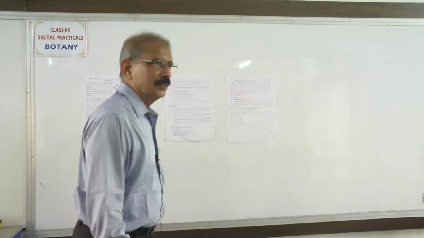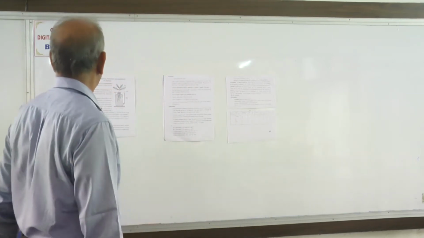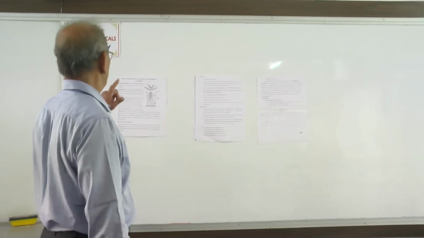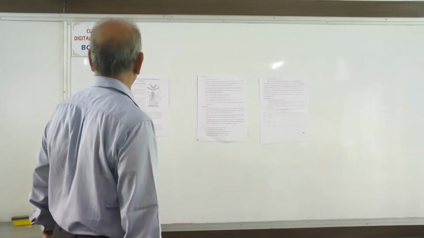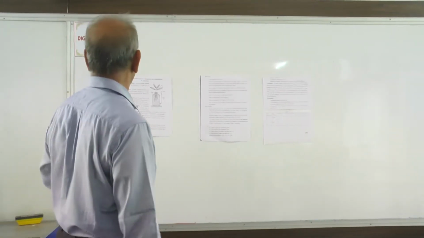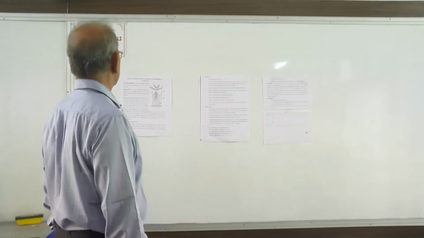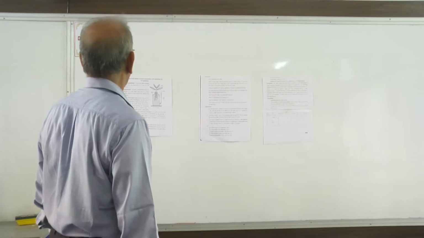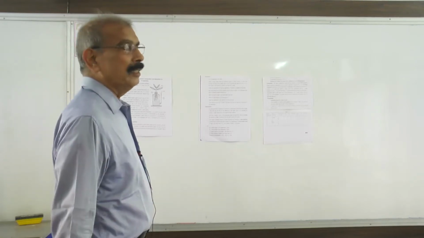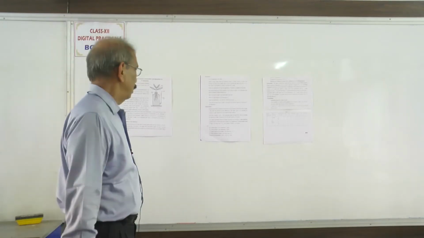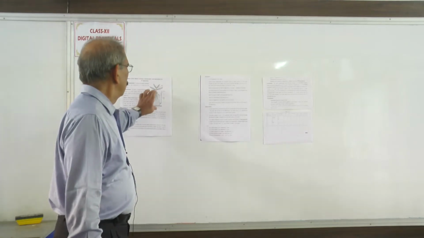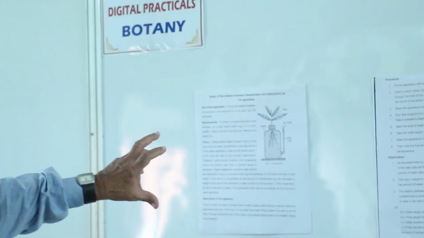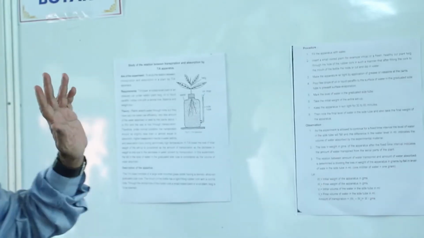First experiment. Today we will start with what we commonly call the T/A apparatus. The aim of the experiment is to study the relationship between transpiration and absorption by the T/A apparatus. This is the apparatus I have shown here.